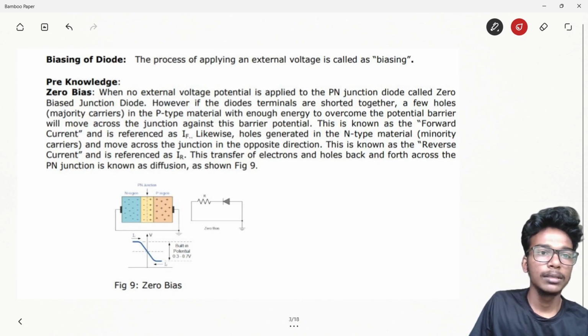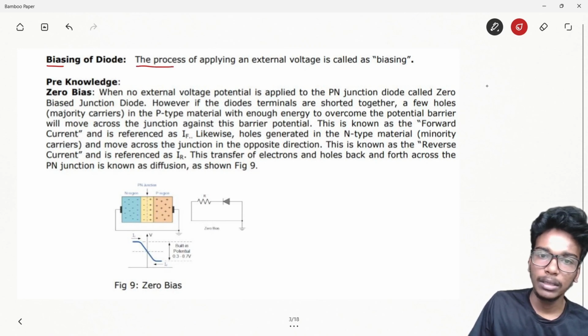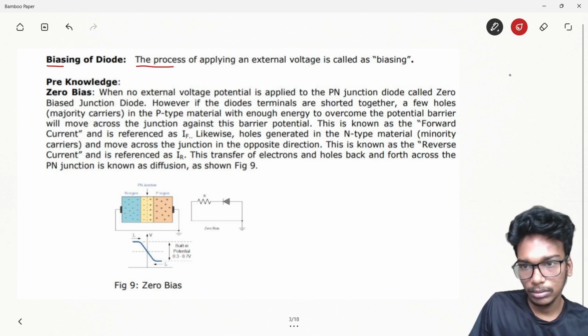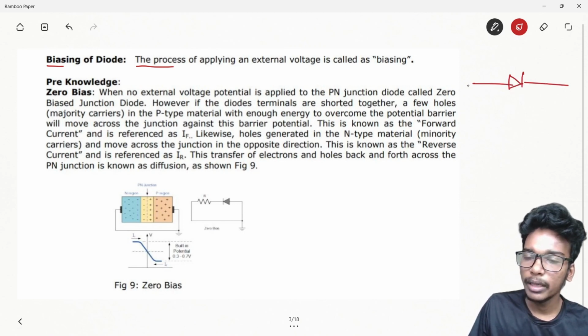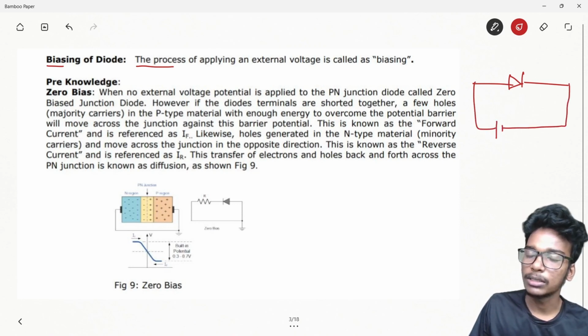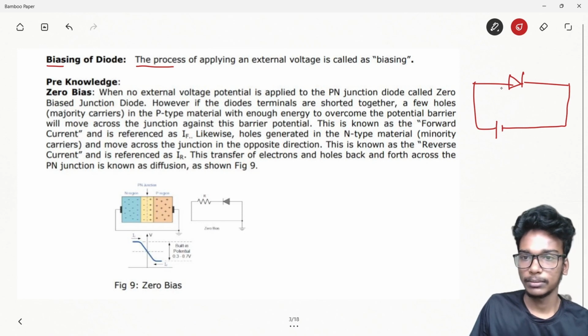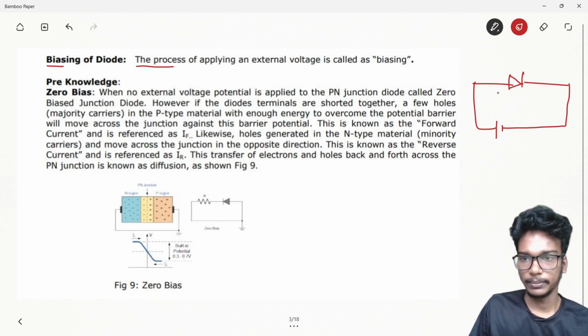Hi guys, welcome back. In this video, we are going to discuss biasing of diodes. First, we will discuss what is meant by biasing. Biasing means the process of applying external voltage. If a diode is there, the process of applying the external voltage, I mean connecting it to an external circuit, is known as biasing. If you apply some voltage, this configuration is known as biasing.